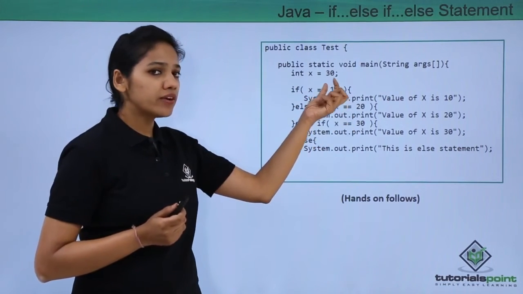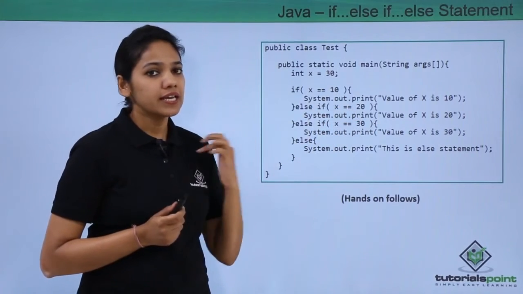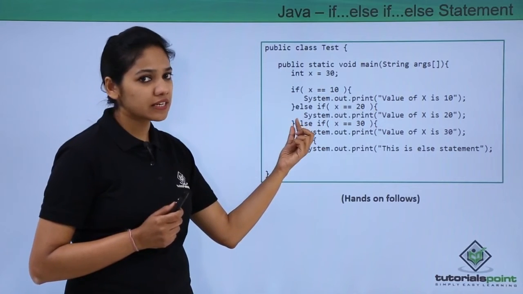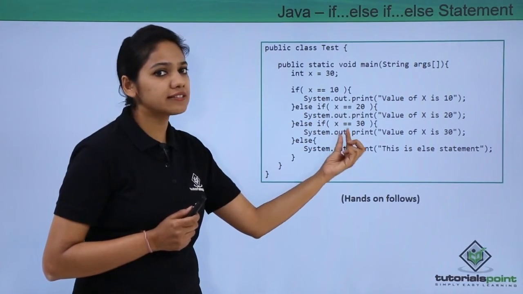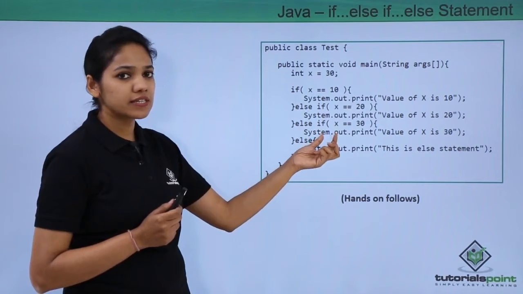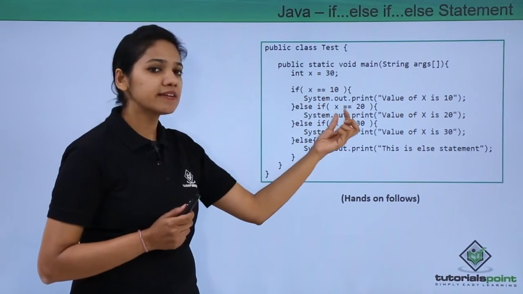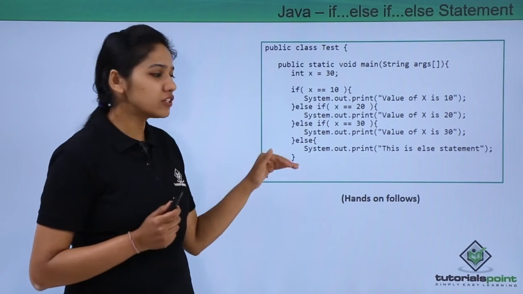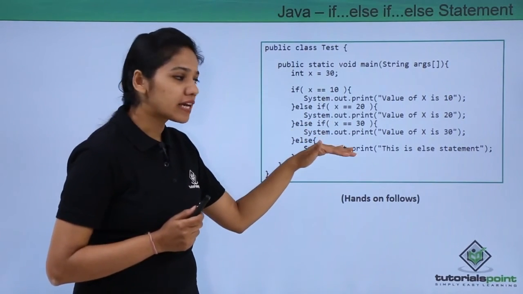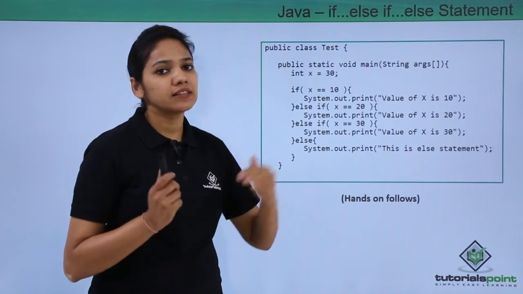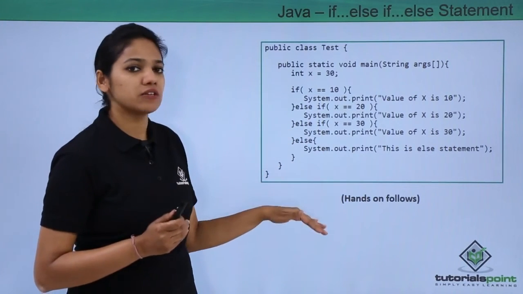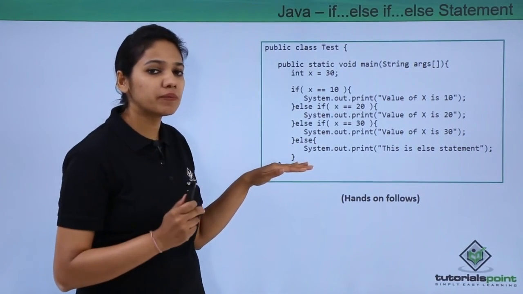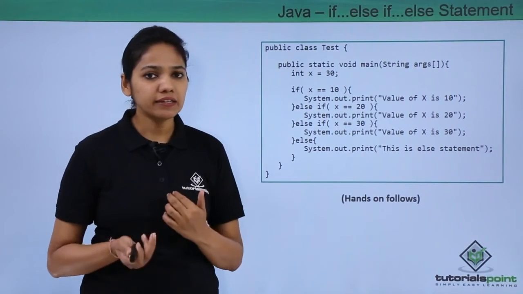Now it checks if 30 is equal to 20. Is it equal? No. Therefore, it will not execute this statement and comes to the next else if block. The next else if block says that if 30 is equal to 30, please execute. Yes, the third condition, which is the third else if condition, is satisfied. Therefore, the value of x, 30, will be printed, and if there are any more else if statements even after the condition is satisfied, it will ignore them and terminate.